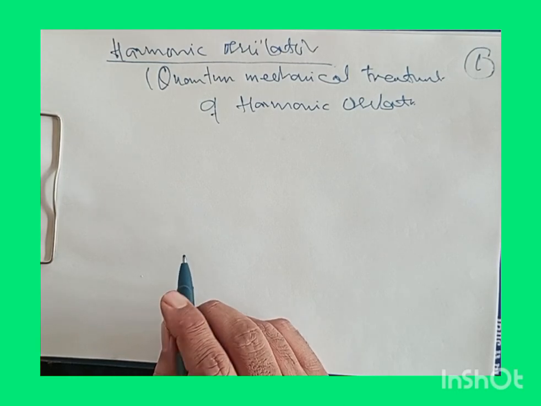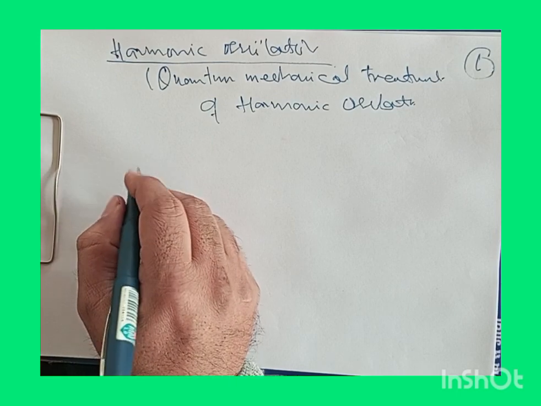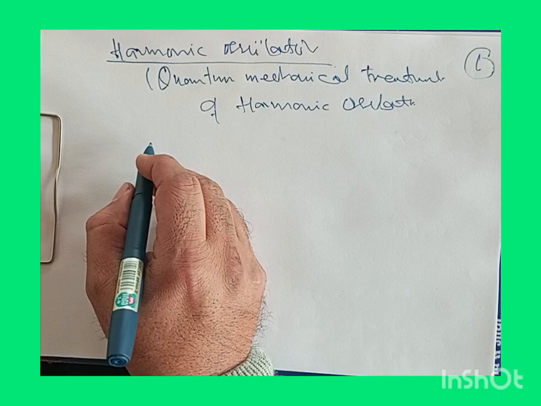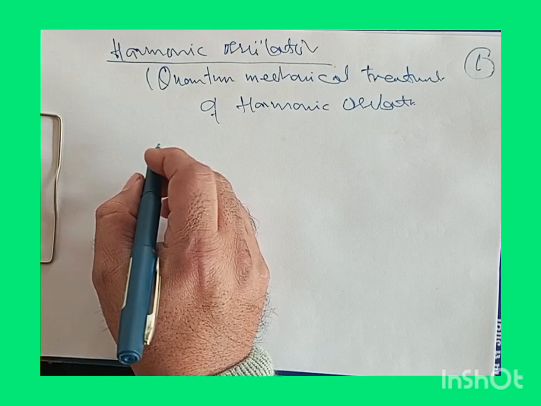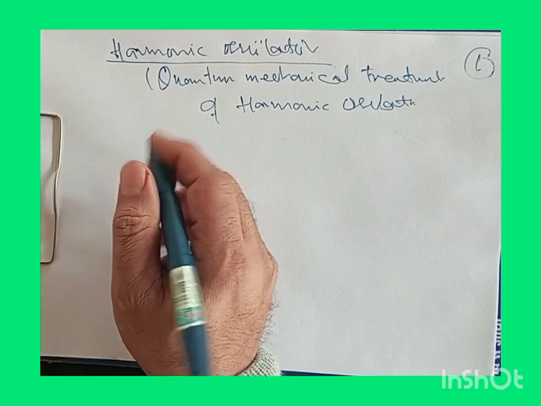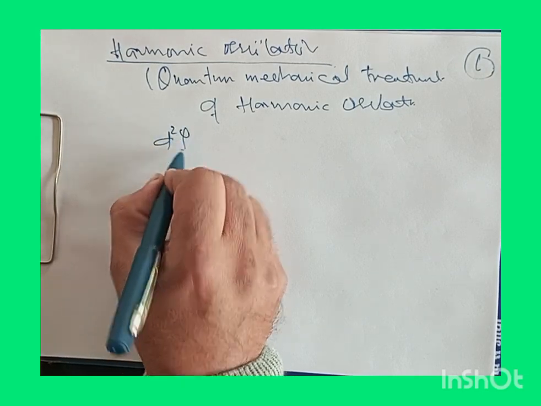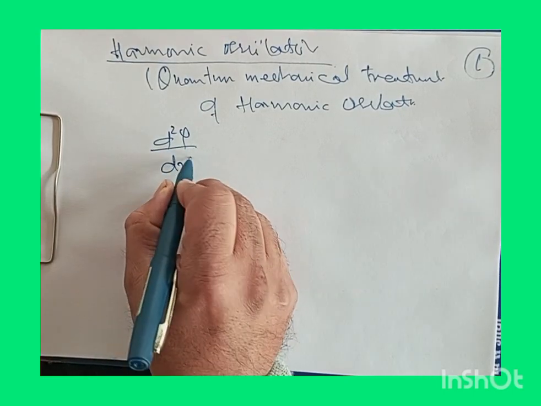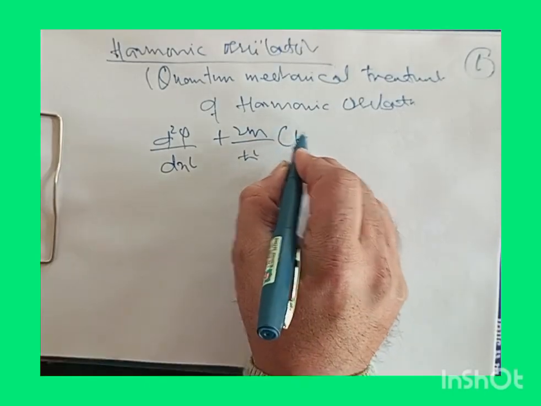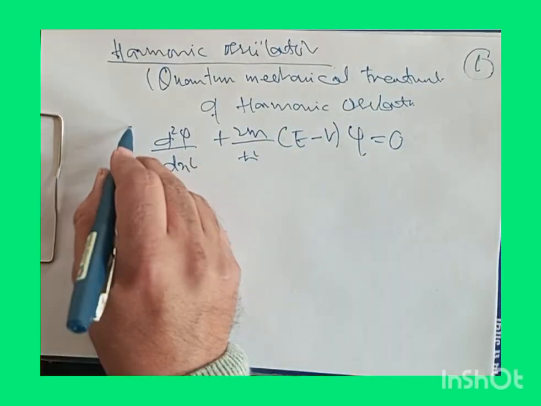Now, I would certainly start from the Schrödinger's wave equation. I would like to write down Schrödinger's wave equation in one dimension, in a dimension of x. So writing down Schrödinger's steady state equation as d2 psi by dx2 plus 2m by h cross square (E minus V) psi equals 0.